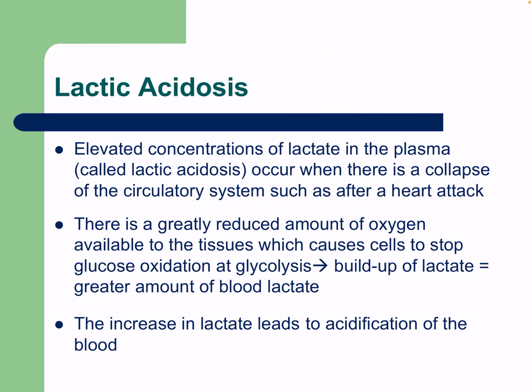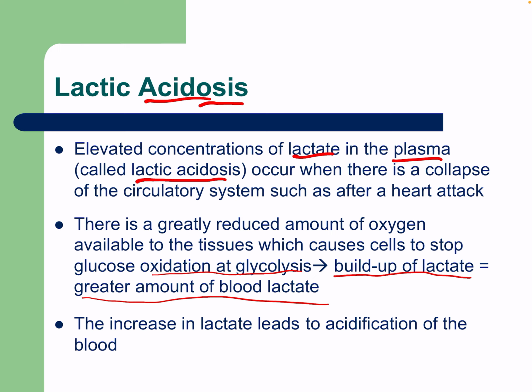So, lactic acidosis. This is what most people think about when they hear lactic acid. Elevated concentration of lactate in the plasma, called lactic acidosis, occurs when there is a collapse in the circulatory system, such as after a heart attack. There is a greatly reduced amount of oxygen available to the tissues, which causes cells to stop glucose oxidation at glycolysis, and this results in the buildup of lactate and a greater amount of blood lactate. The increase in lactate leads to acidification of the blood.